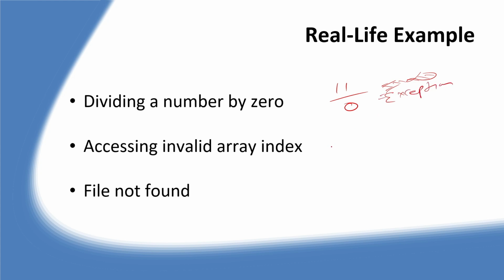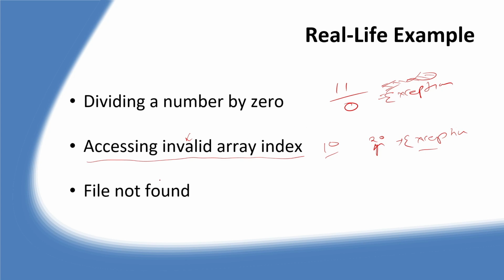Likewise, accessing an invalid array index. Let's say we have an array with size 10 and we are trying to access index 20. Invalid means more than the size. Then it will throw an exception in this case also.